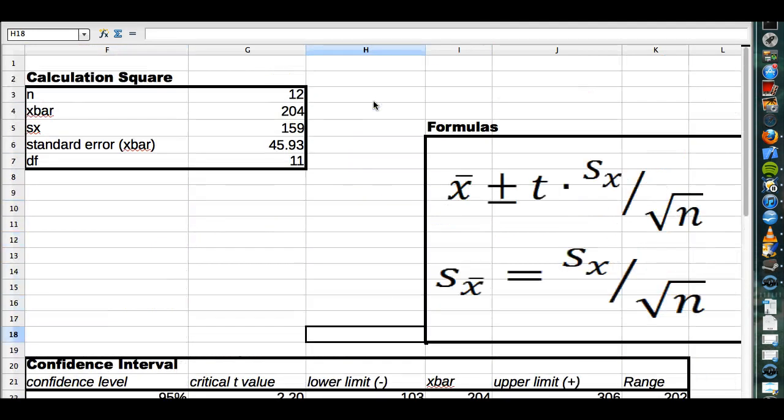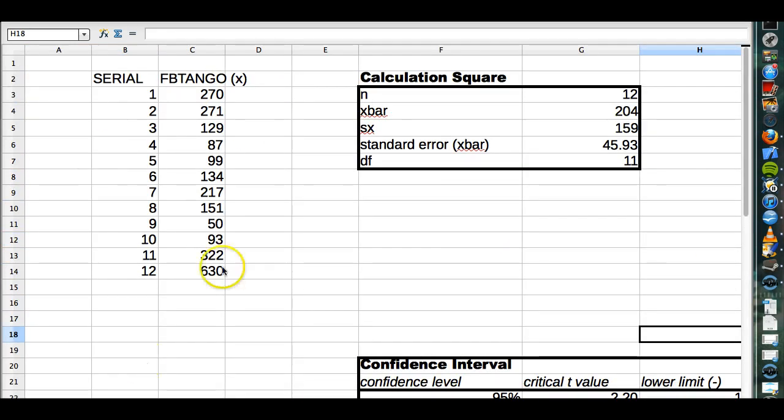So that's it for this tutorial. I hope you have some fun playing around with these numbers. Try to change them and see how that will have an effect on our confidence interval.